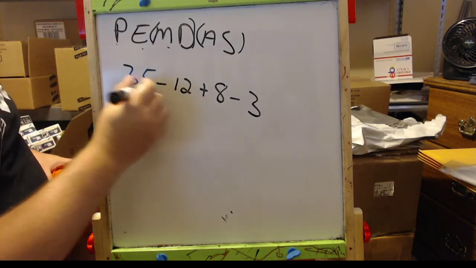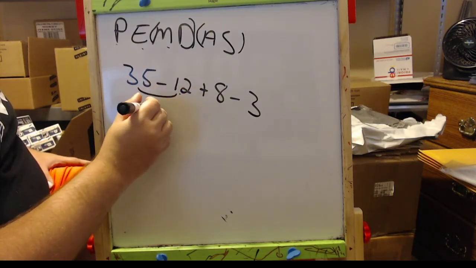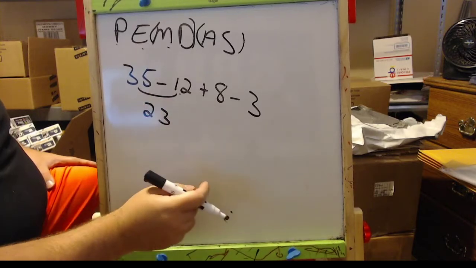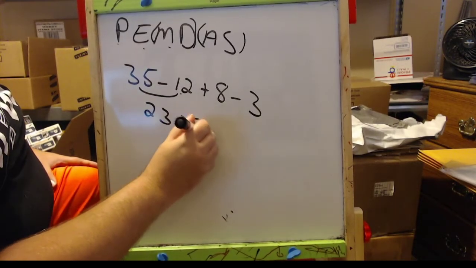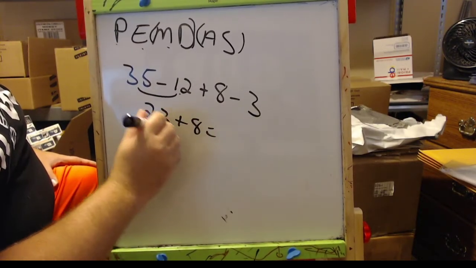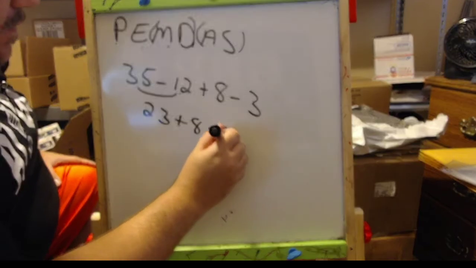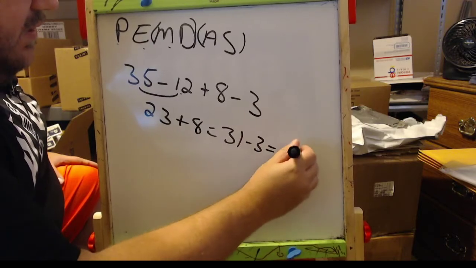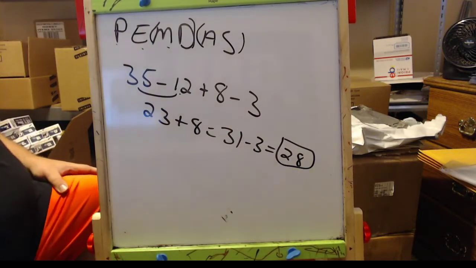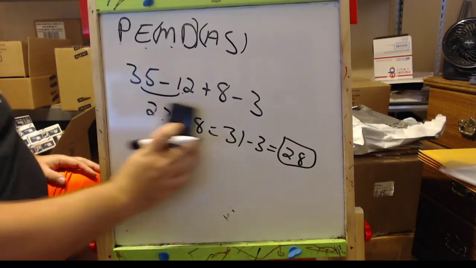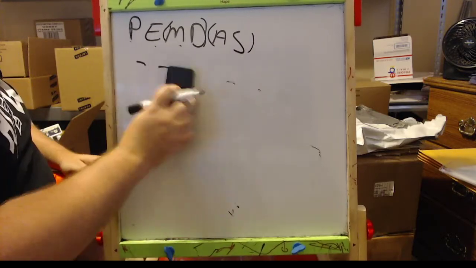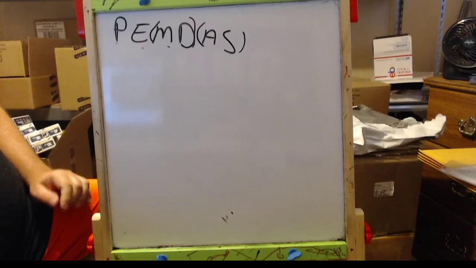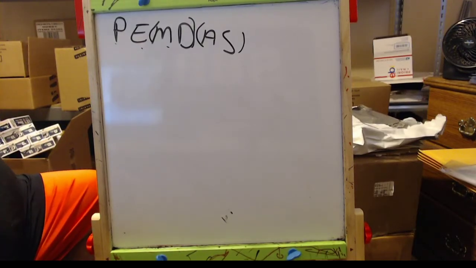Okay, so we do 35 minus 12, which is 23, plus 8, which is 31, minus 3, which leaves us with an answer of 28. Okay, so make sure you're following your order of operations before you do anything else here.